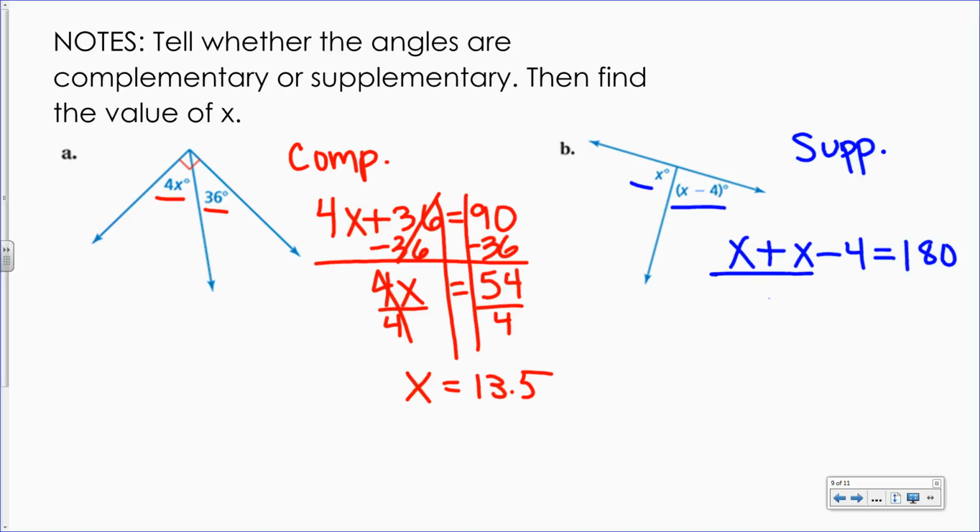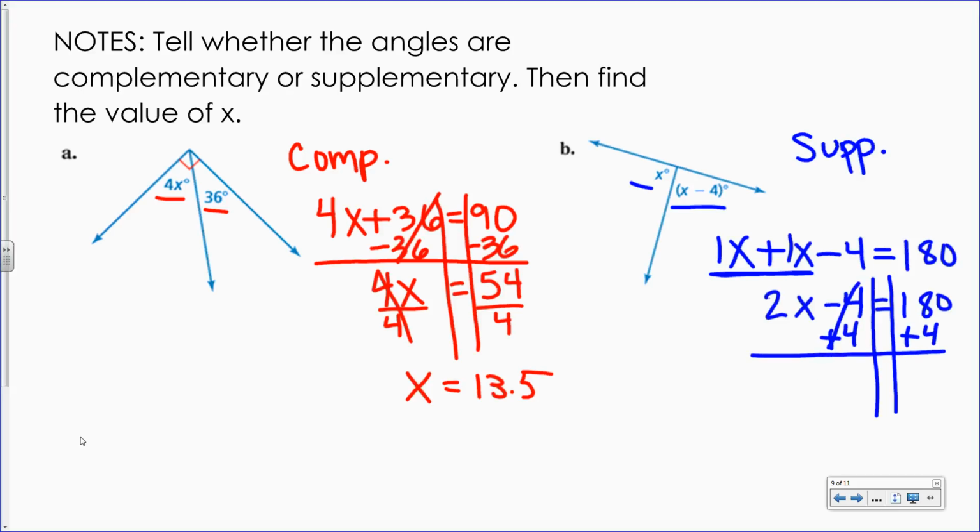In this case, I've got some like terms. What is x plus x? Remember, there are 1's in front of them, so 1x plus 1x is 2x, minus 4 equals 180. So we would make our teeter-totter. Pinky test would cover up the 2x, and I know that I have a minus 4, so I need to add 4. So now I have 2x equals 180 plus 4 is 184.